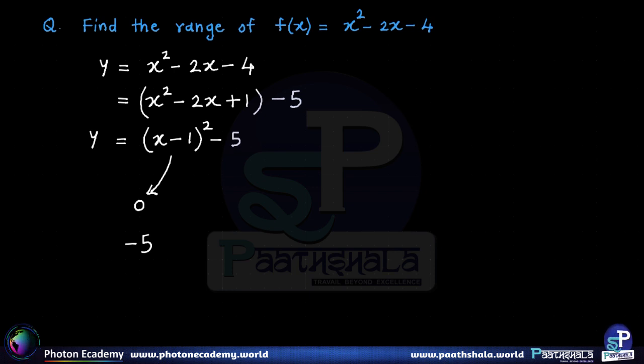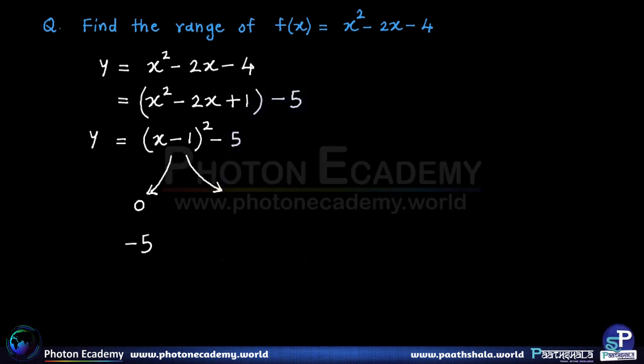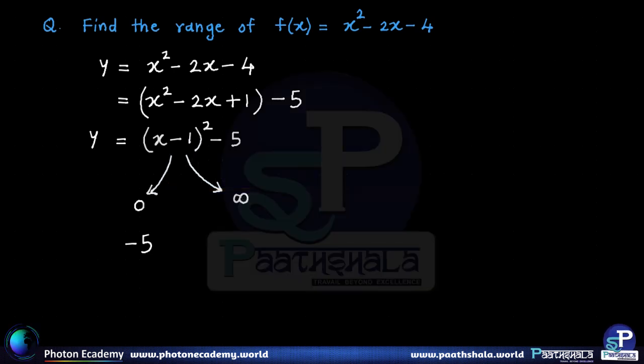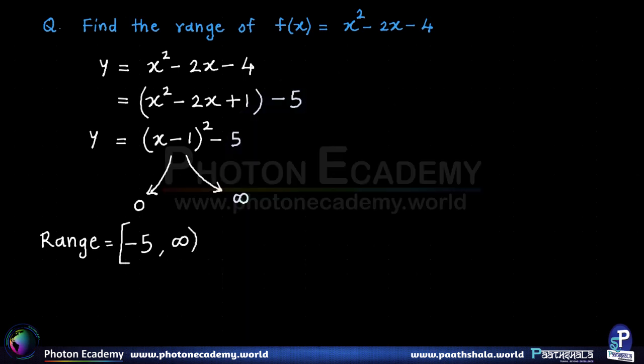On the other hand, the largest possible value of (x minus 1) the whole square does not have any upper limit, because we can increase x as much as we want and we'll get bigger and bigger values of (x minus 1) the whole square. So therefore it's nothing but infinity, which is the maximum possible value. So in other words, the range of this particular function starts from minus 5 and there is no upper limit to it. So that's the final answer, which is minus 5 to infinity.